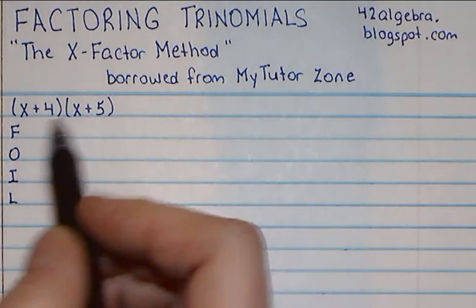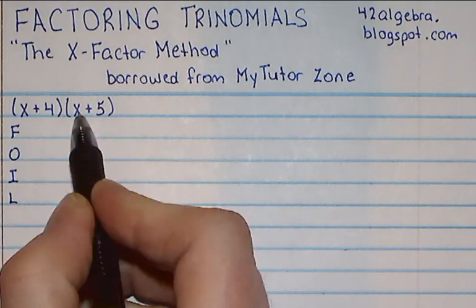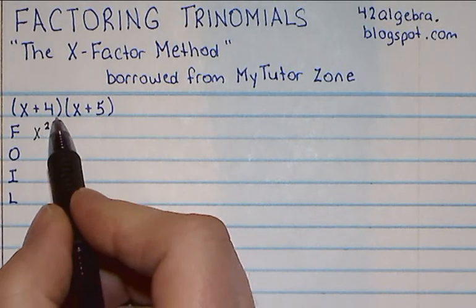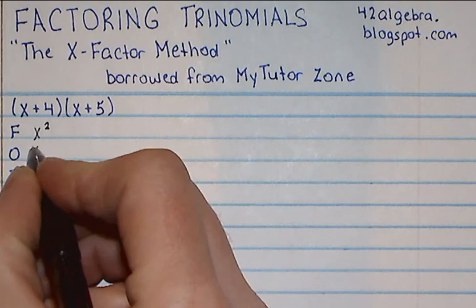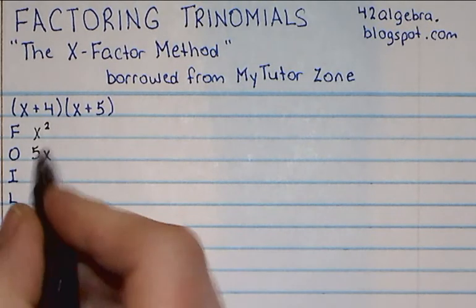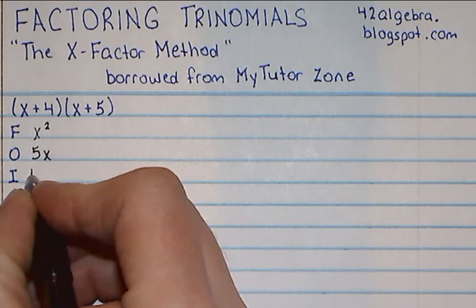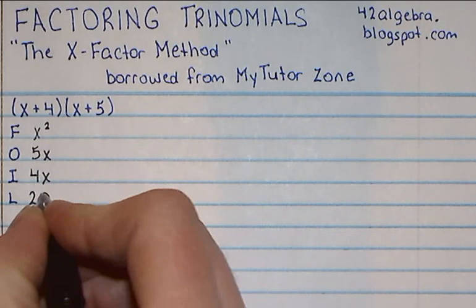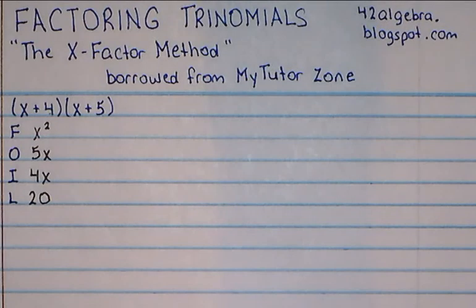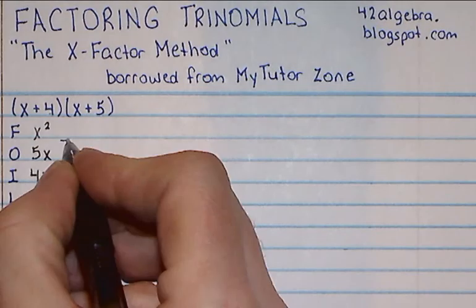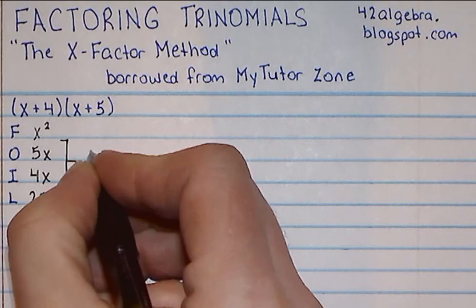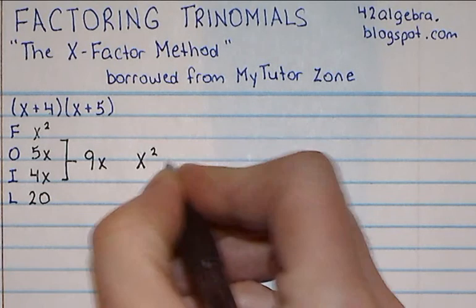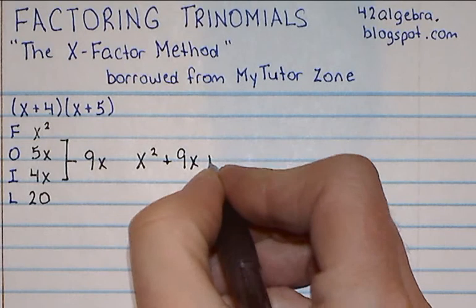So in the FOIL method, first, x times x is x squared. Then we do the outside, x times 5 is 5x. Inside, 4 times x is 4x. And then the last, 4 times 5 is 20. And we know when we end up combining like terms, these middle terms will get combined into 9x, and so we will end up with a trinomial x squared plus 9x plus 20.